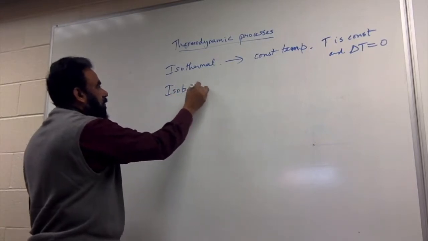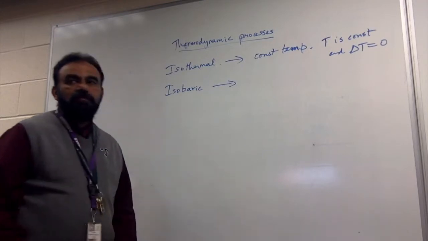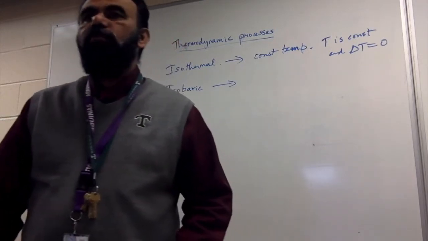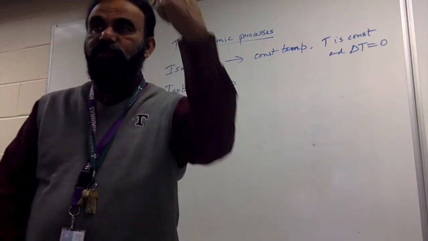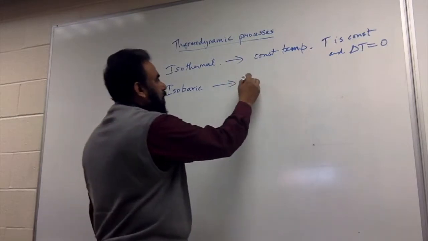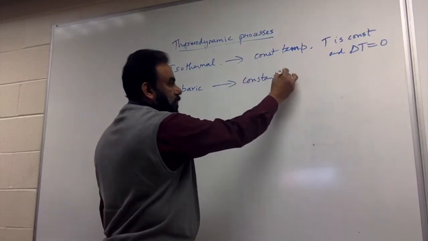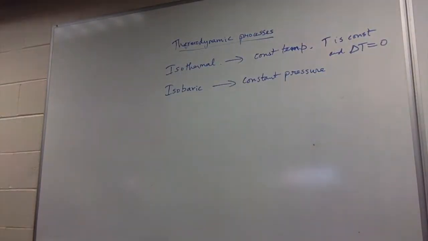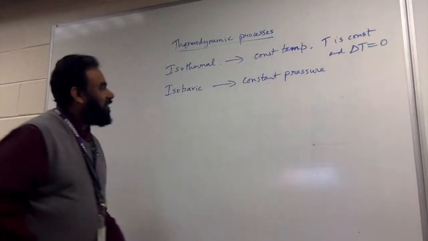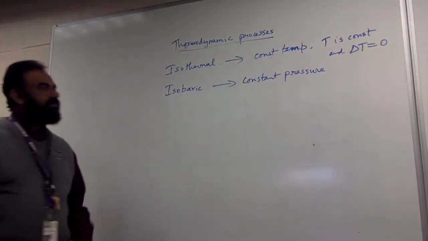isobaric. Isobar. Bar. Same pressure. Bar is a unit of pressure, old unit of pressure. So isobaric means constant pressure.